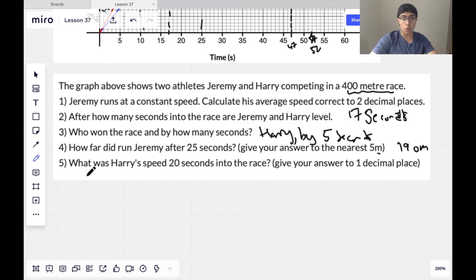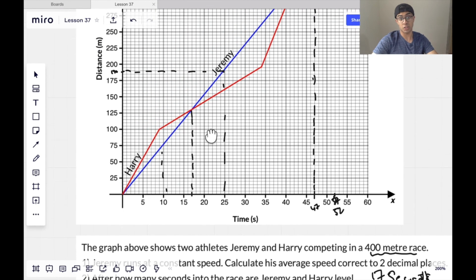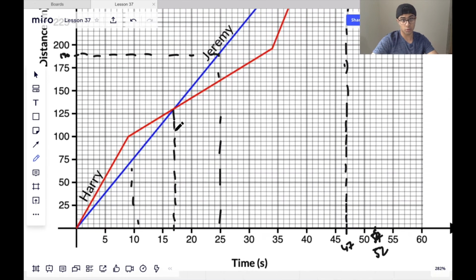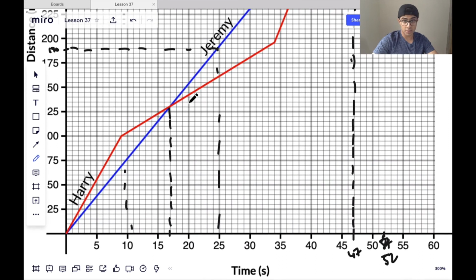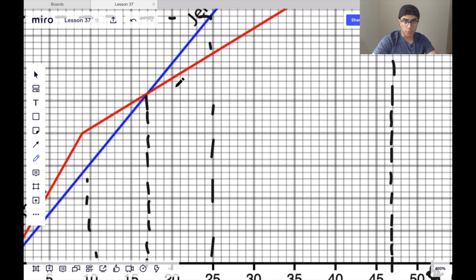What was Harry's speed 20 seconds into the race? Remember, Harry's the one with this changing gradient, which means changing speed, if we remember what gradient stands for. So 20 seconds into the race, we can find the gradient through the 20-second point. That's an ugly number, somewhere midway, so I'm not going to use it. We can use this point here.